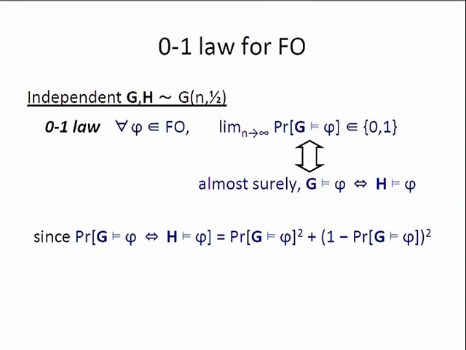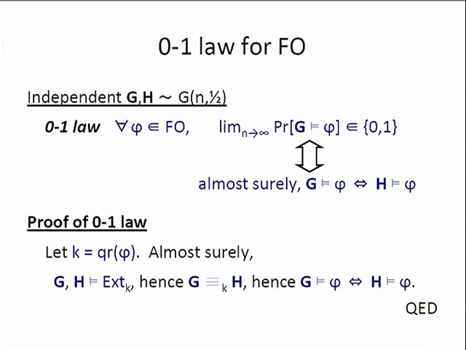And this follows formally because if you look at the probability that G satisfies phi if and only if H satisfies phi, this is the probability that G satisfies phi, squared, plus 1 minus the probability that G satisfies phi, squared. And if the probability tends to 0 or 1, then this tends to 1.